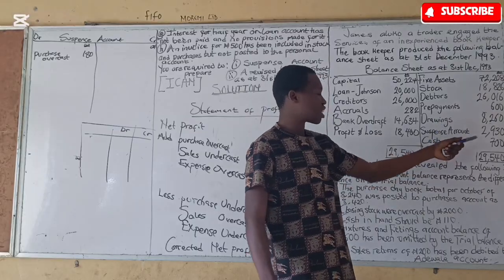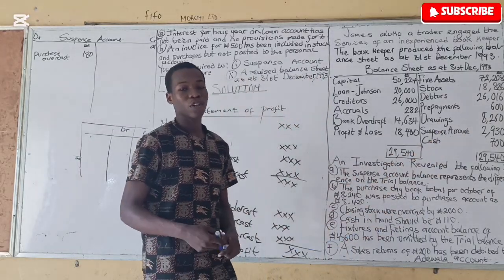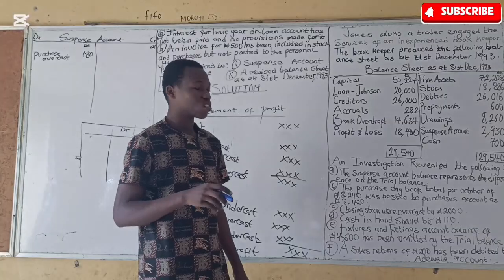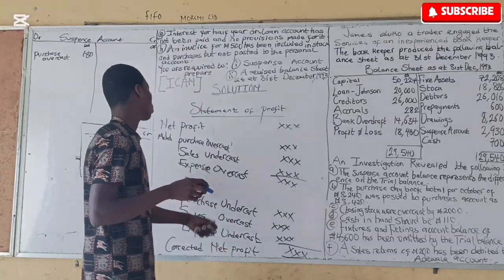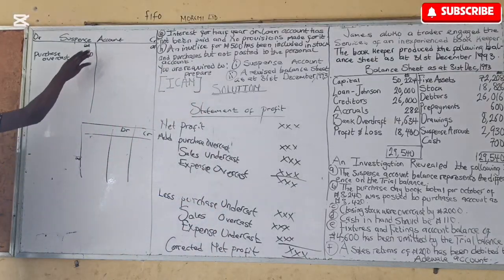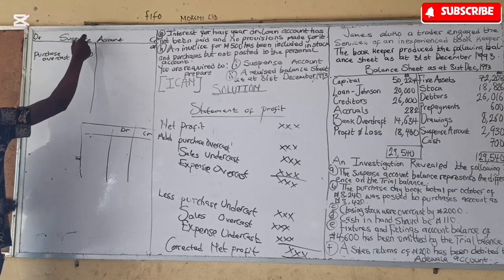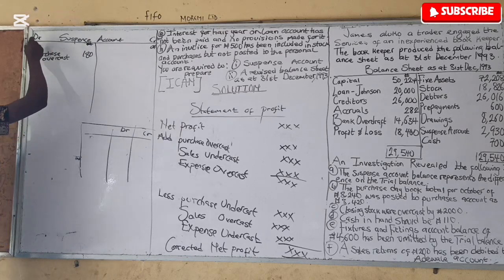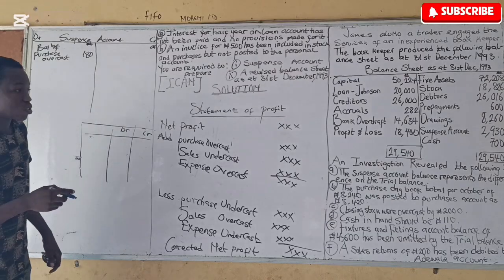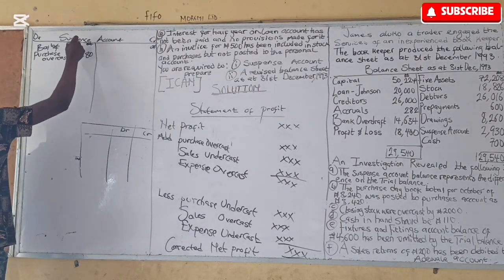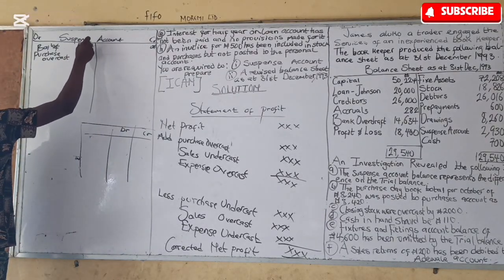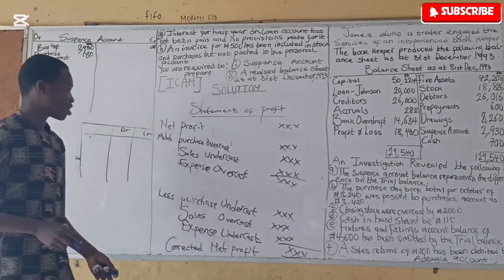You get it now. When the suspense account is on the current asset side, it simply means that the suspense account has a debit balance. So at the debit side of our suspense account, you should have started with the balance brought forward. So the balance is what? 2,930. We get it now.